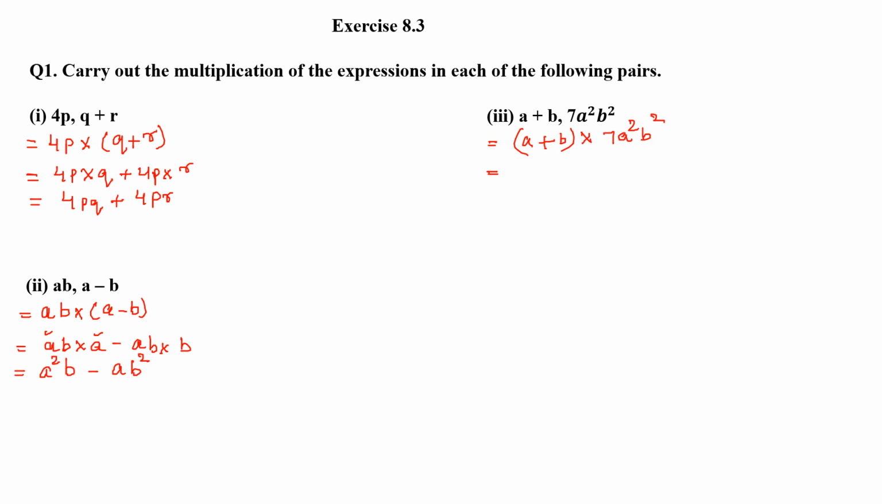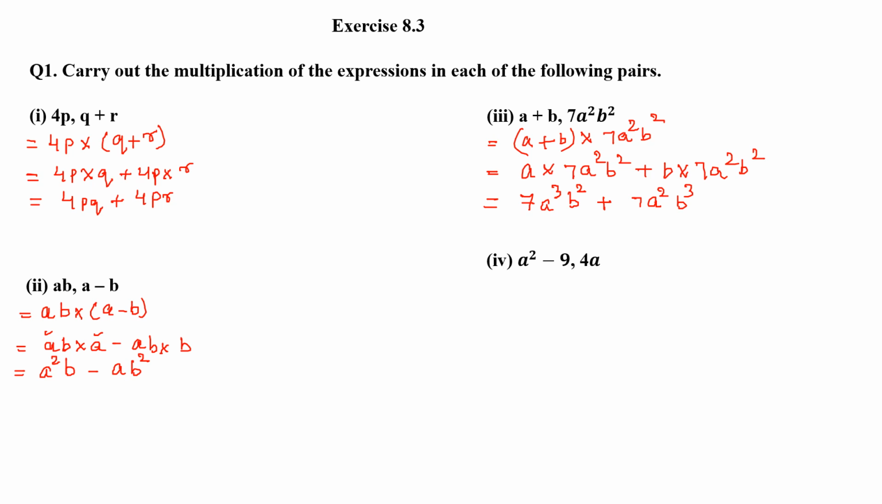We can write in any order. Okay, so A multiplied with 7A square B square plus B multiplied with 7A square B square. Now this will become 7A cube B square, because A into A square will give me A cube, plus 7A square B cube. B into B square will become B cube.